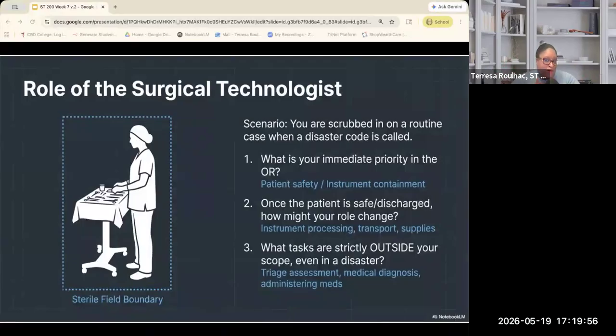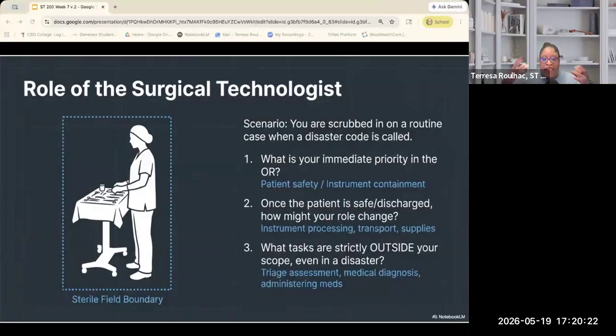Now, our role as the CST, I want you to look at the image. Okay? You see a sterile field, there's instruments, there's a boundary. We have a setup. Notice the dotted line, the sterile field boundary. In a disaster, that boundary still exists. I want you to know that, okay?